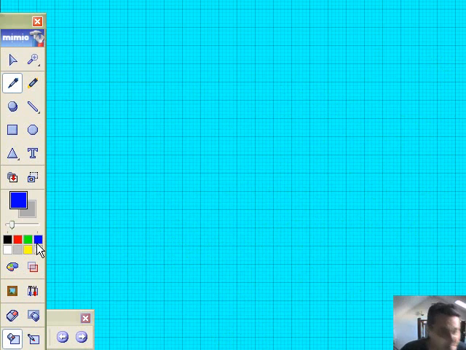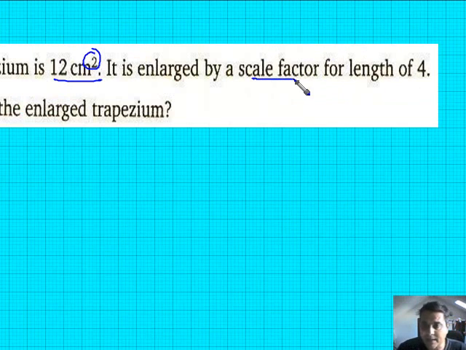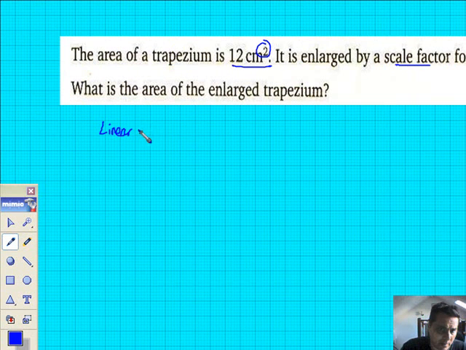Now, question 7, I believe, yes, it's definitely grade A, says that the area of a trapezium is 12 centimetres squared. Clearly it's an area because the unit is squared. It is enlarged by a scale factor for length of 4. Now listen, scale factor for length, in other words, a linear ratio. So let's write that down. The linear ratio of enlargement is 1 to 4. Now what is the area of the enlarged, the bigger trapezium?